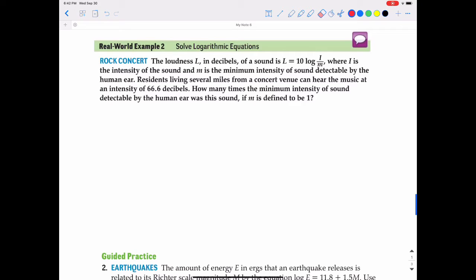We're going to jump right into today's lesson by talking about some word problems and the applications of logarithms in word problems. Rock concert. The loudness L in decibels of the sound is L equals 10 log I over M, where I is the intensity of the sound and M is the minimum intensity of sound detectable by the human ear. Residents living several miles from a concert venue can hear the music at an intensity of 66.6 decibels. How many times the minimum intensity of sound detectable by the human ear is this sound if M is defined to be 1?